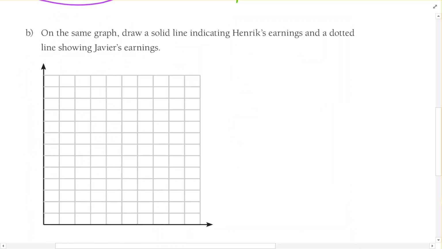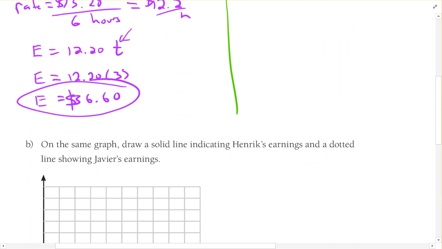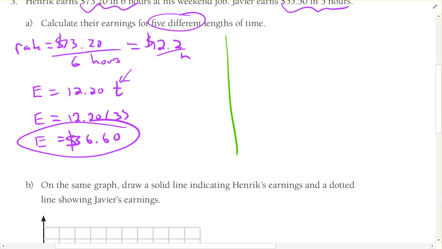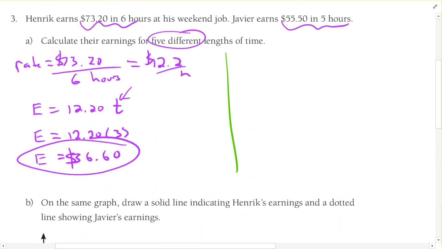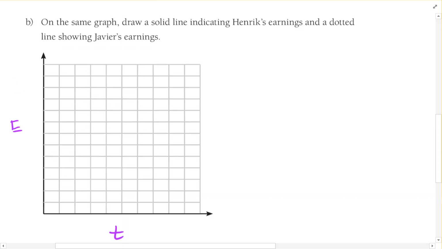Okay, on the same graph, draw a solid line indicating Hendrik's earnings and a dotted line showing Xavier's earnings. All you've got to do is, you should have a bunch of points now. So all you would do is have time on the bottom, your earnings up the top, and then we're going to have 2 lines, right? One going like this, one going like that.